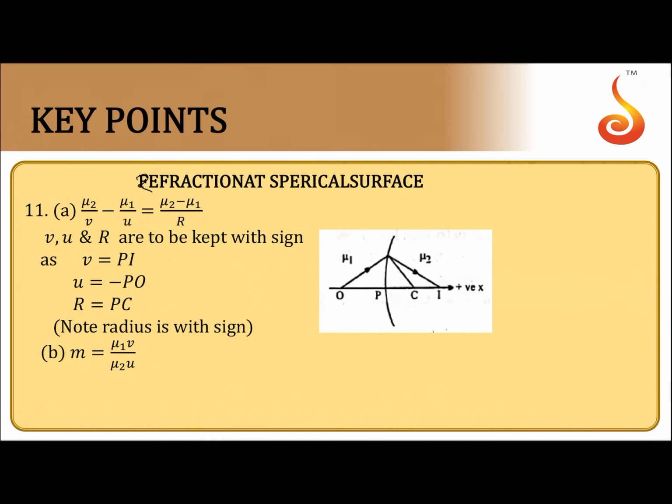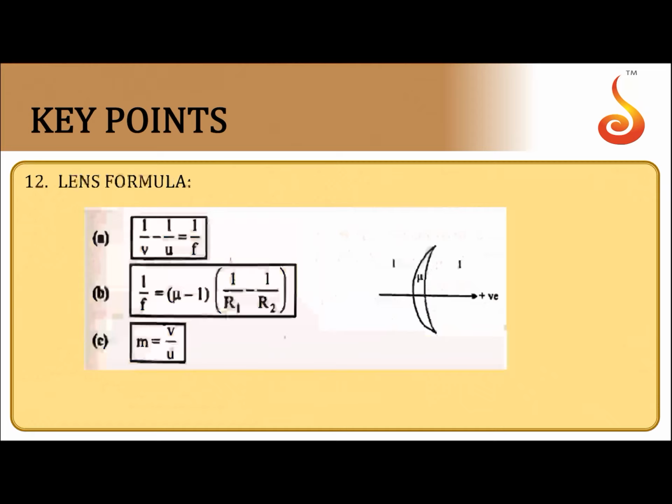Refraction at spherical surfaces. Formula for this is mu2 by v minus mu1 by u is equal to (mu2 minus mu1) by R, where u, v and R have their usual meanings, and for mu2 and mu1 we can take this interpretation: mu2 is the refractive index of the medium in which the rays are entering, and mu1 is the refractive index of the medium from which the rays are coming. So that is the best interpretation of this.